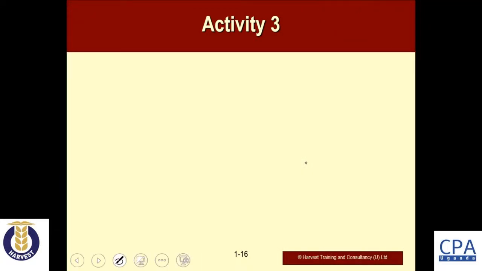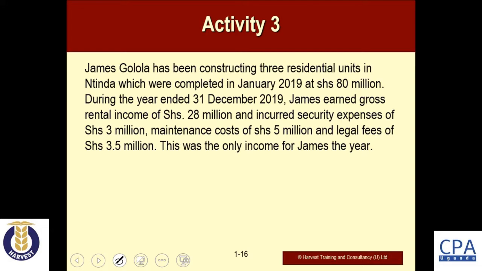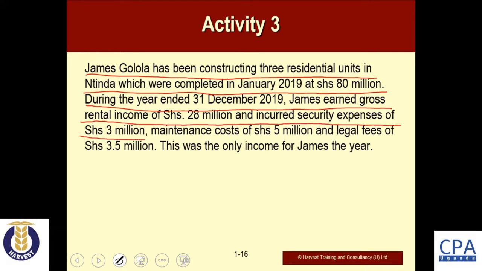In activity 3, we have a gentleman, James Golola, who has been constructing 3 residential units in Tinda, which were completed in January 2019 at a cost of 80 million. During the year ended 31st of December 2019, James earned gross rental income of 28 million and incurred security expenses of 3 million, maintenance of 5 million, and legal fees of 3.5 million. This was the only income for James for that year of income.